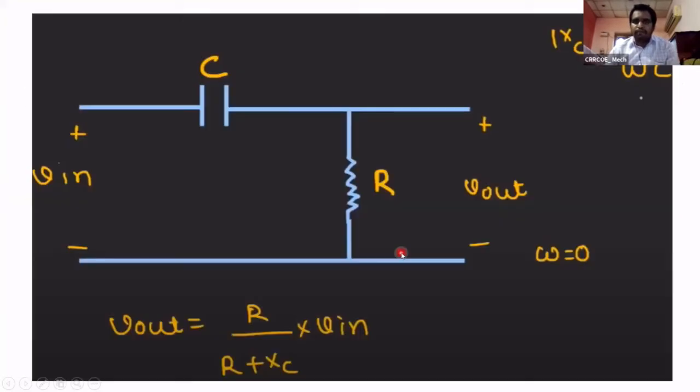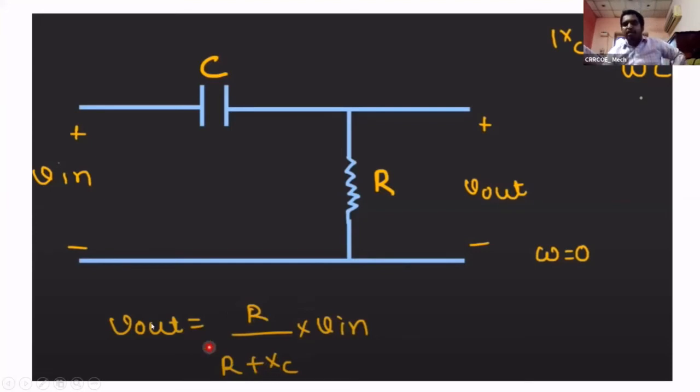Now we see the high pass filter. According to the voltage divider rule, we are taking output at the middle node, that is V out, which is equal to R by R plus XC into V in. In the previous case, the low pass filter, it was XC by XC plus R. Now it is R by R plus XC.